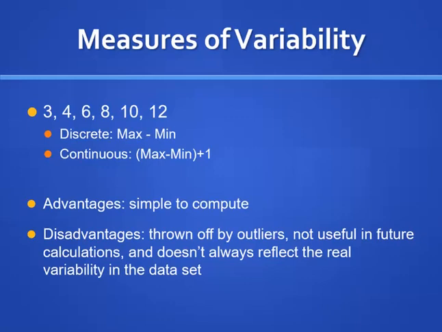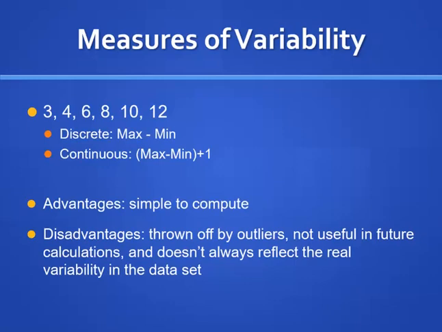Okay. So some advantages of the range is that it's very simple to compute, okay, which is pretty obvious. Some disadvantages is that the range is thrown off by outliers. We can't use the range in any future calculations that we're going to do. Like I told you at the very beginning of lecture, we're going to learn how to compute standard deviation, which is another measure of variability. And standard deviation is something that we're going to use in many of the formulas that we learn to run statistical tests in the future.